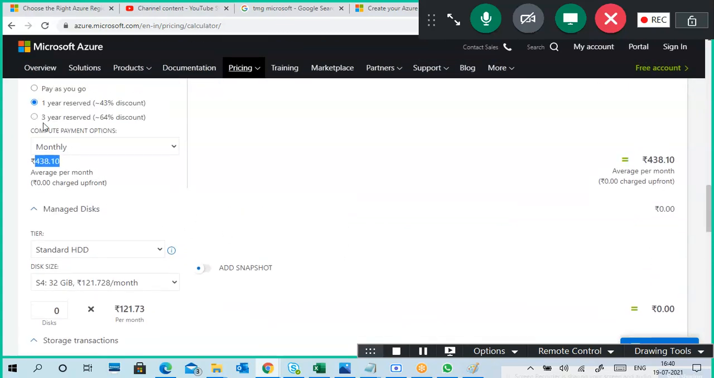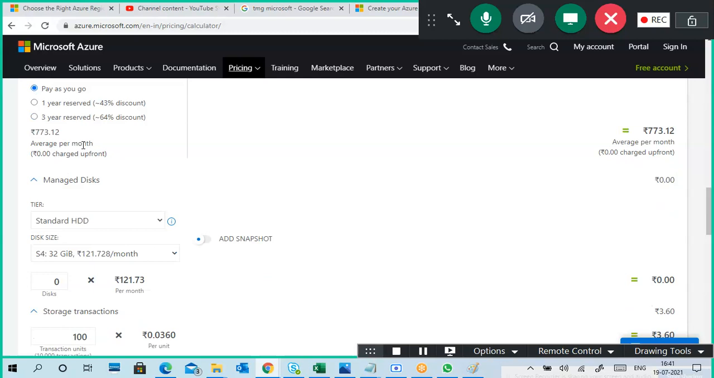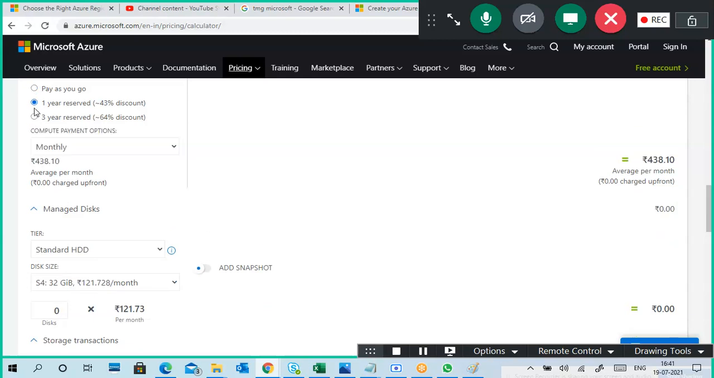For example, mine is a long-term project. That means like 3 years, 4 years I want to use this virtual machine. So I reserved for 3 years. It is almost a 67% discount I got. So the monthly cost is reduced. Again, I'm showing pay as you go is around 773, and 1 year if I reserve it is 438, and 3 years I am going, that is less cost.